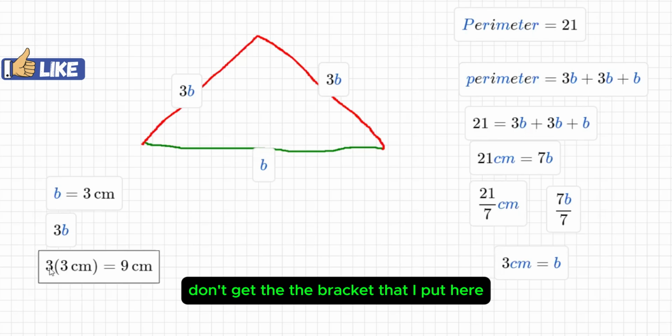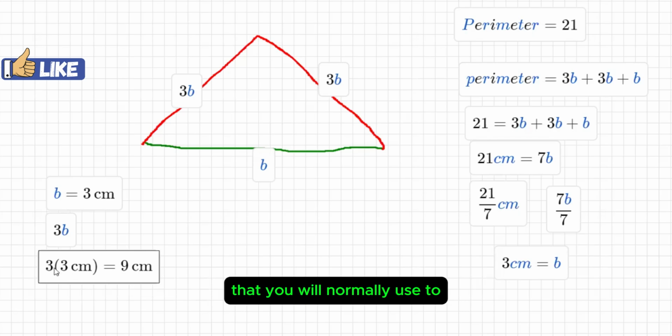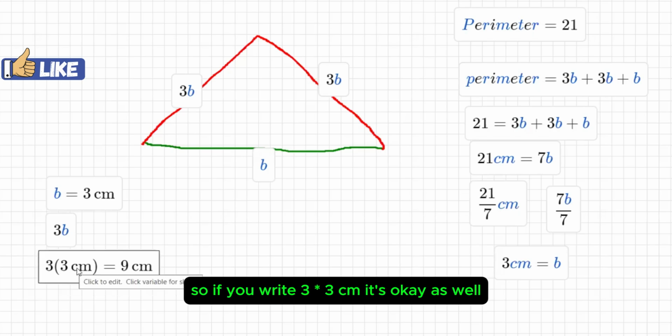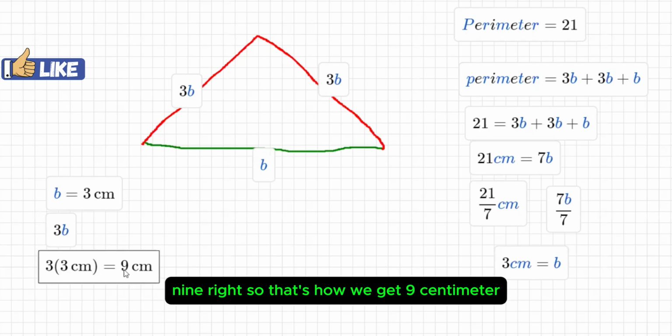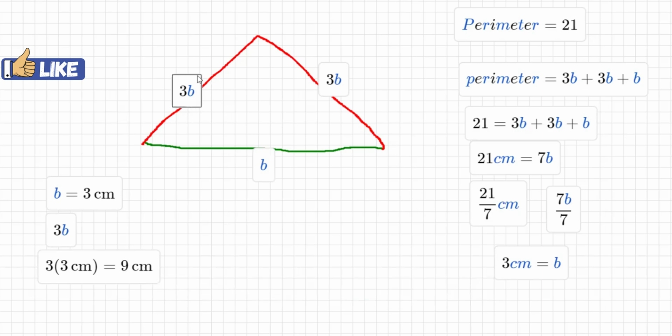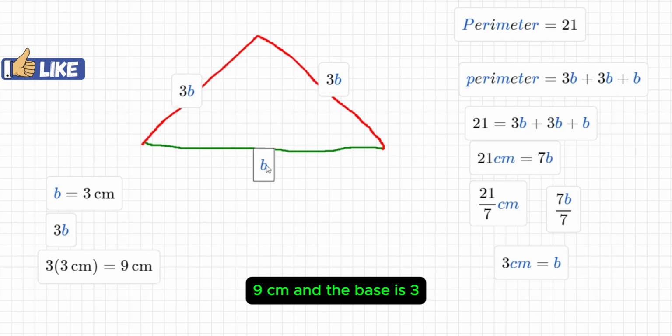So that's why you have 3 times 3 centimeters. Don't mind the bracket that I put here. Bracket means multiplication. I was having an issue with this software. It wasn't giving me the X that you would normally use for multiplication, but brackets also mean multiplication. So that's why I have that there. If you write 3 times 3 cm, it's okay as well. So 3 times 3 is what? 9. Right, so that's how we get 9 centimeters. So the equal sides of the isosceles triangle will be 9 centimeters, 9 centimeters, and the base is 3.